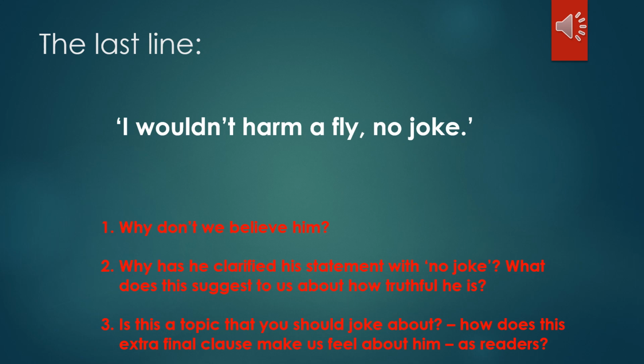Secondly, why has he clarified his statement, I wouldn't harm a fly, with no joke? What does this suggest to us about how truthful he is? And then thirdly, is this a topic that you should joke about? How does that final extra clause, no joke, make us feel about him as readers?